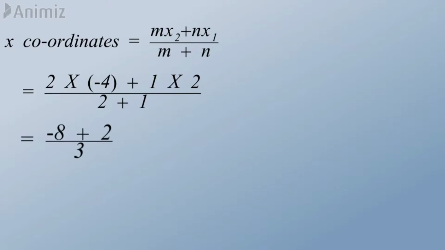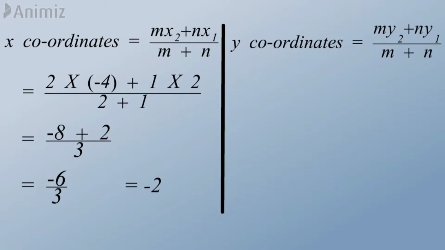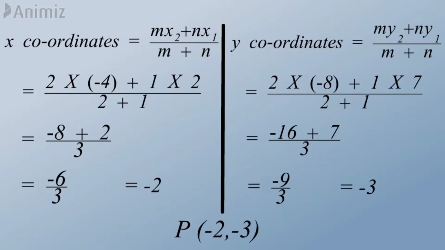Now this will give you (-8 plus 2) by 3. Now -8 plus 2 will be -6. So you will get -6 by 3. When you reduce, the value of the x coordinate is -2. Same way proceed for the y coordinate. Now substitute the values. You will get (2 into -8 plus 1 into 7) upon (2 plus 1). This will give you (-16 plus 7) by 3, which is equal to -9 by 3. On reduction you will get -3. So the coordinates of P will be -2, -3.